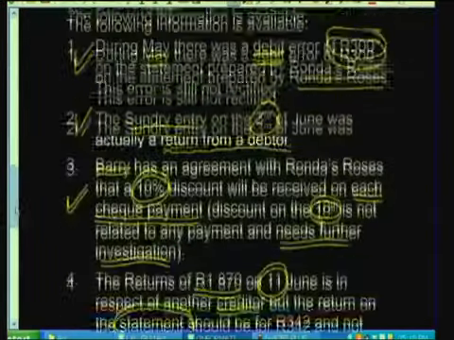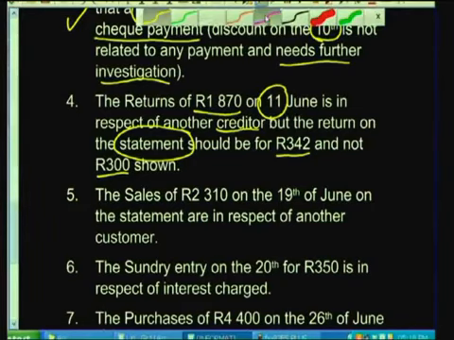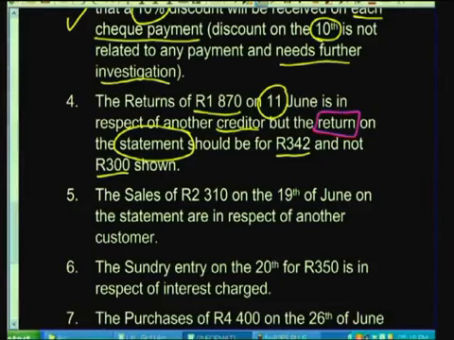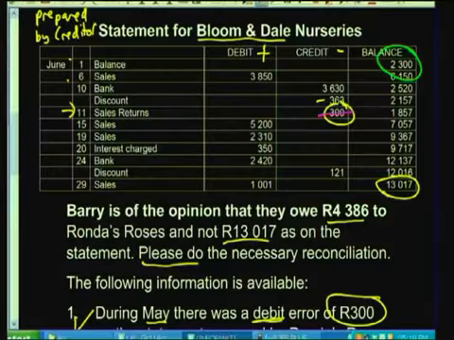Look back at the information. We've said that this was a return. Here it tells us it is a return. It is a return of goods. So when we're returning goods to a creditor, we owe that creditor less money. And they have recorded it only as 300 Rand, whereas they should have recorded it as 342 Rand. So they need to reduce our account or credit our account, because remember, crediting means decreasing from their point of view, with an extra 42 Rand. So I'm going to just cross this one off to show that we've dealt with it.